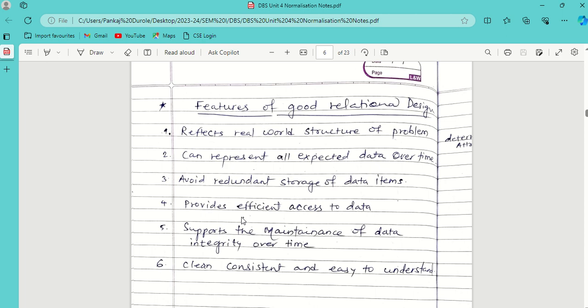Provides efficient access to data, because a database is basically a group of data and a set of interrelated programs which are working on that data. So insertion, updation, deletion, all these are the features.